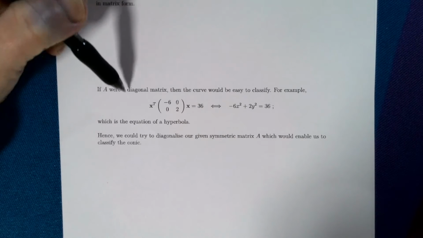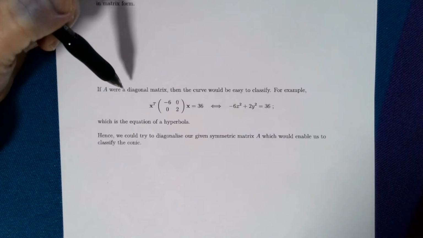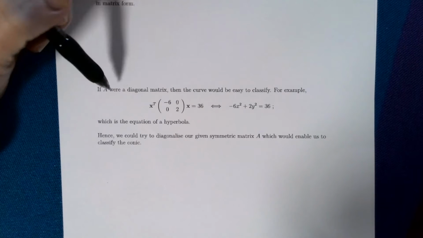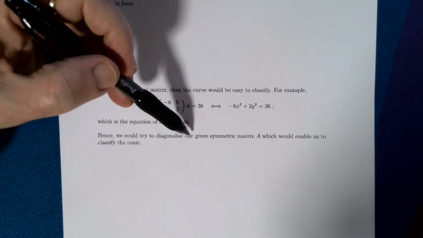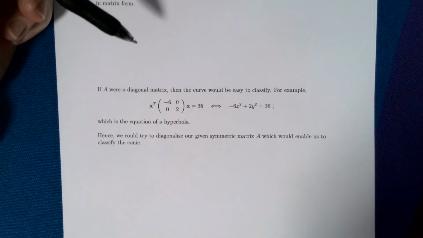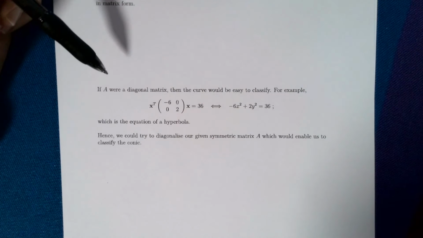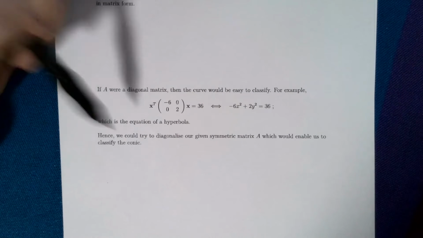So that would be nice if the matrix A were diagonal. And so what we'd like to try and do is to take our general matrix A and diagonalize it. Take our given symmetric matrix A and diagonalize it, and then that may help us to decide what sort of conic it is.